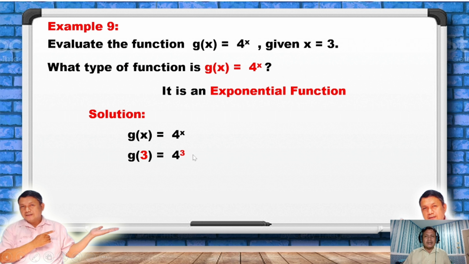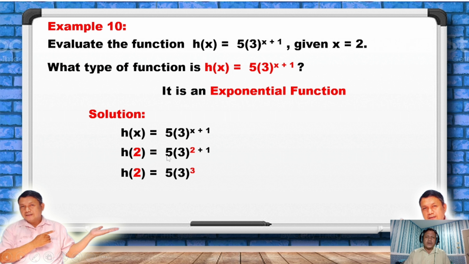In this case, class, for an exponential function, we work on the exponent first. That is the rule. So 2 plus 1 becomes 3. We have h of 2 is equal to 5 times 3 raised to the third power. Do not multiply 5 times 3 yet. Since there is still an exponent, we multiply that first, three times: 3 times 3 is 9, times 3 is 27. So our answer becomes h of 2 is equal to 5 times 27. Only then do we multiply these two. And the result is h of 2 is equal to 135.